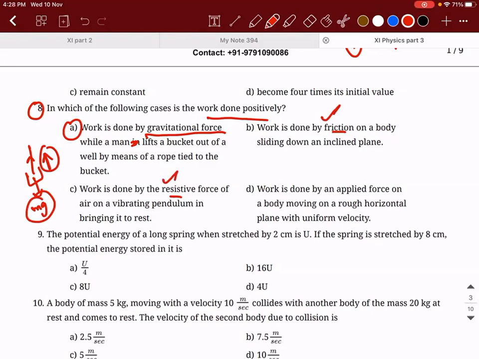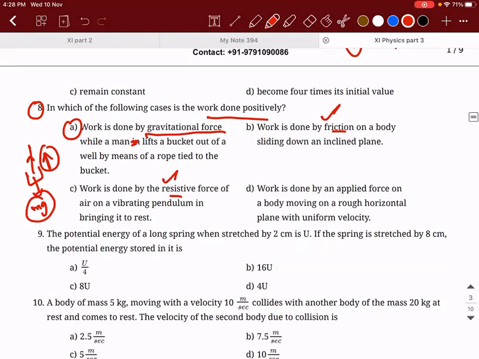Work done by an applied force on a body moving on a rough horizontal plane. That's correct. This is the answer.